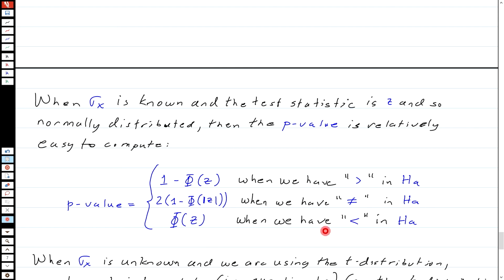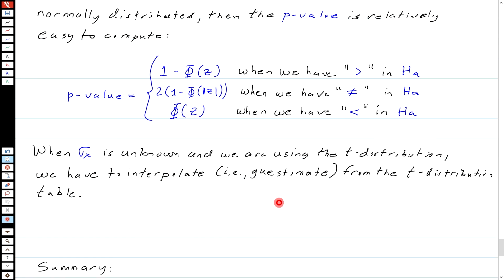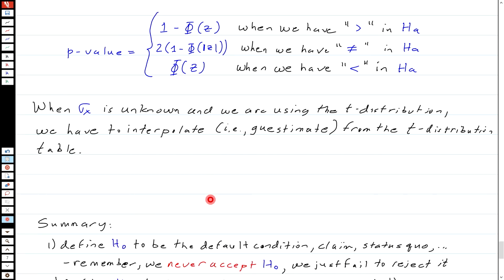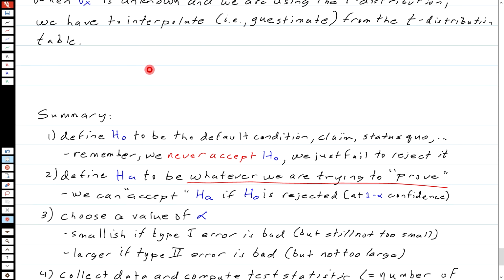If we have a less than here, the p-value is the cumulative distribution function at z. Z is almost certainly going to be negative here, so you're looking at presumably a smaller p-value. If sigma x is unknown, then we're using the t distribution, and we'll have to interpolate in the t table to figure out what the p-values are. You'll get lots of examples in the next assignment and in Laura's tutorial on how to compute these p-values.